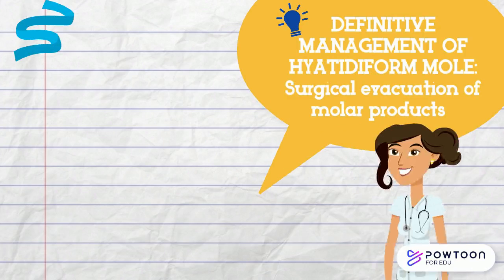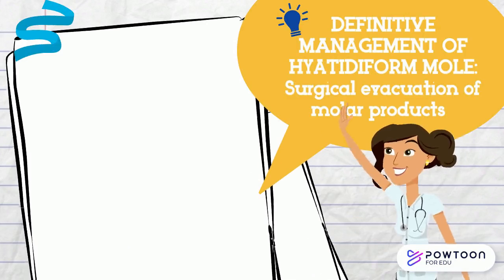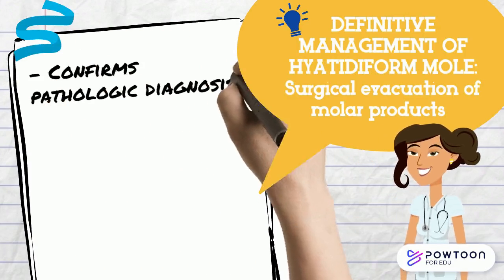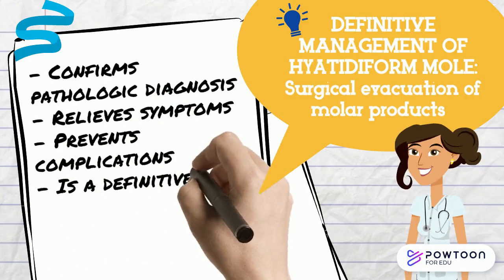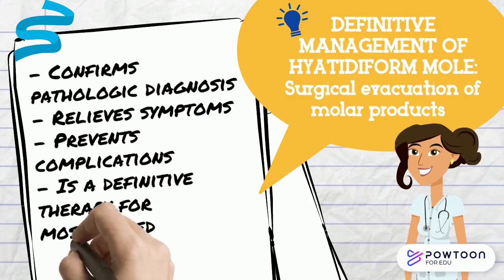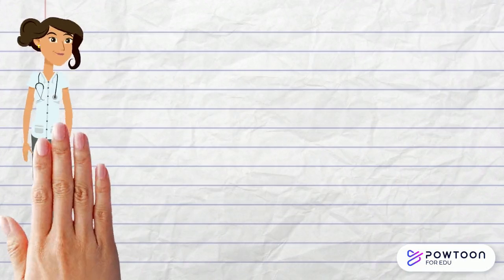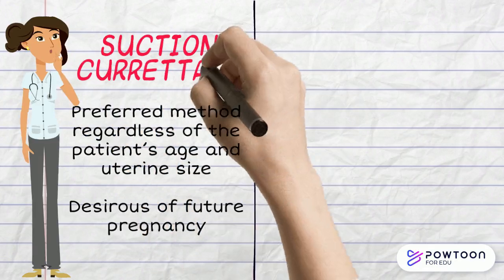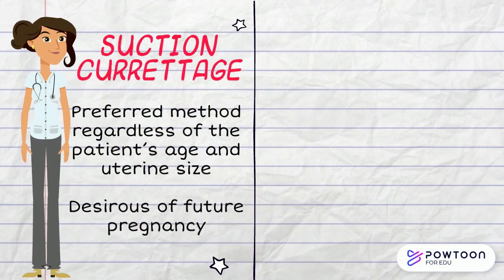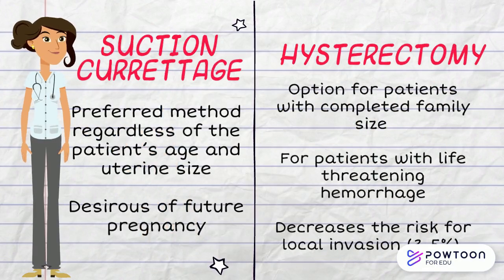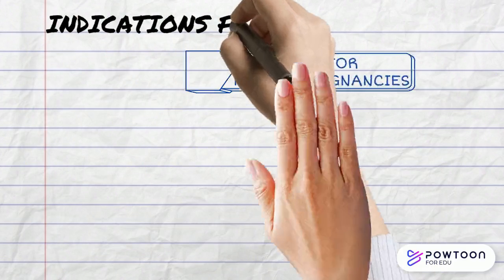Surgical evacuation of molar products would then follow. Surgical evacuation of molar products is the definitive management of hydatidiform moles. It confirms pathologic diagnosis, relieves symptoms, prevents complications, and is the definitive therapy for most patients. Suction curettage is the preferred method regardless of the patient's age and uterine size. It is also for patients who are desirous of future pregnancy. On the other hand, hysterectomy is an option for patients with completed family size and for patients with life-threatening hemorrhage. It decreases the risk for local invasion. What are the indications for hysterectomy?